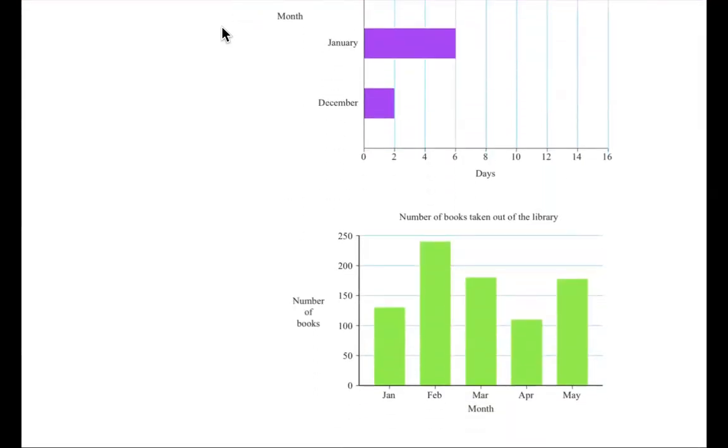Next one is the number of books taken out of the library. It's not that a book cannot be described as half, it's just that you cannot take out half a book. So for certain data, we want it to be a whole number.